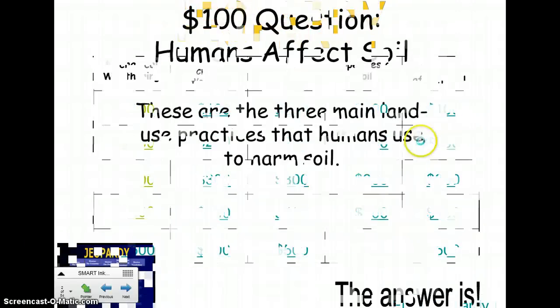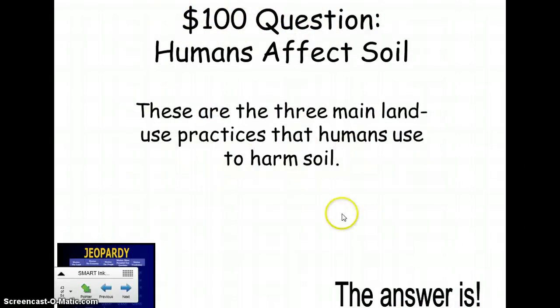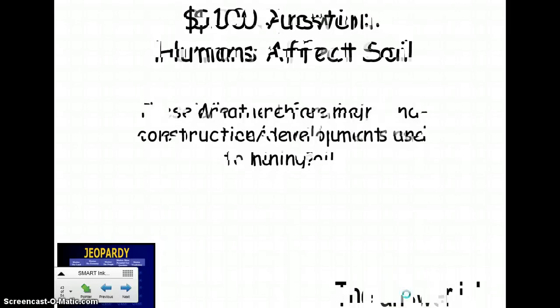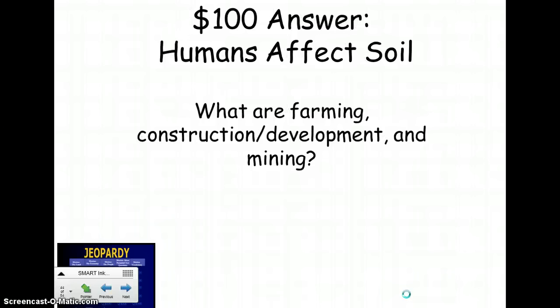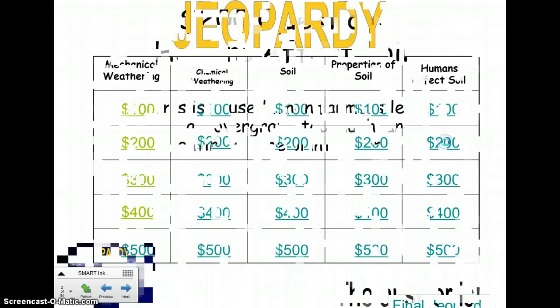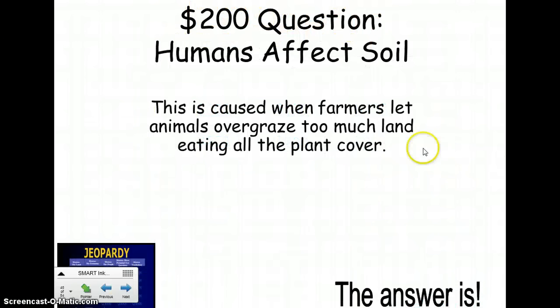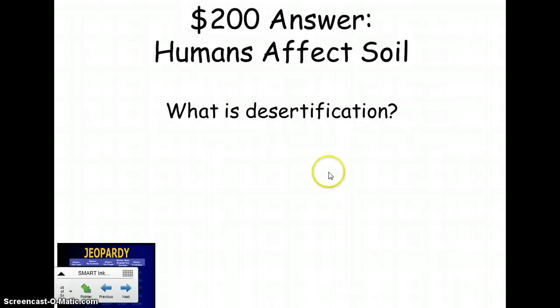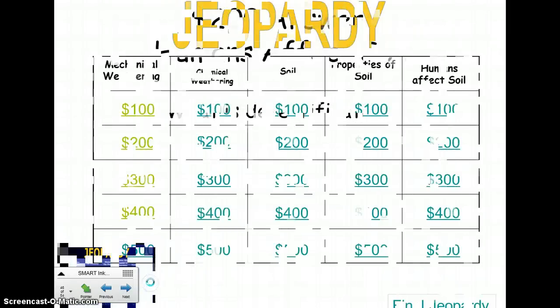How do we affect soil? There are 3 main land use practices that humans use to harm soil. We farm, we build, and we mine. This is caused when farmers let their animals overgraze, too much eating of all the plant cover. Desertification turns it into a desert.